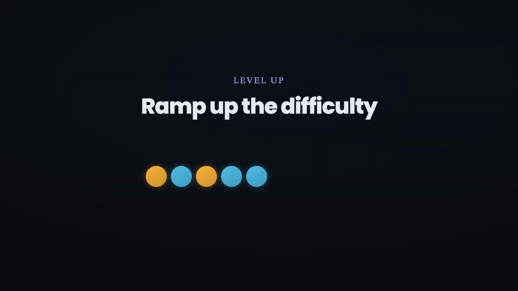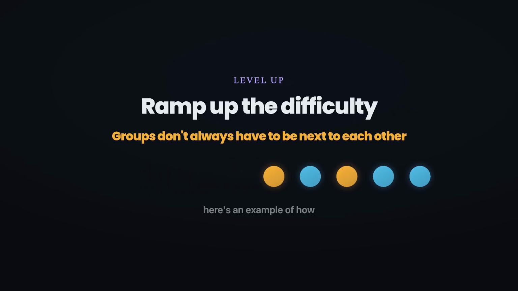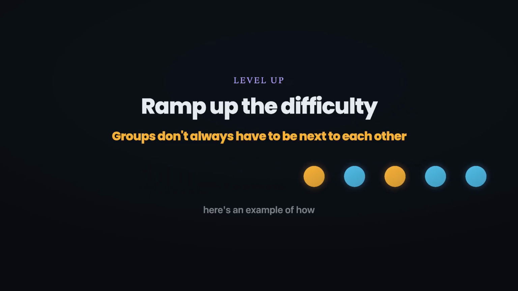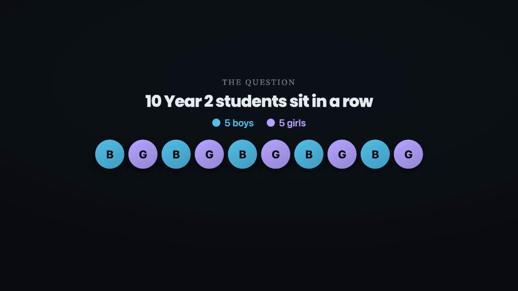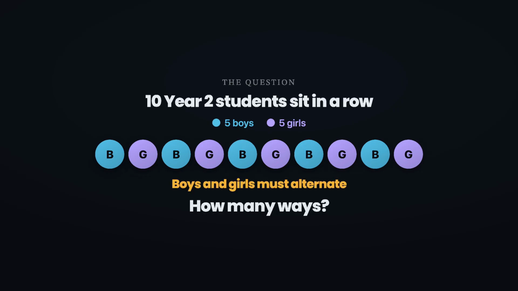Now let's ramp up the difficulty a bit. Groups don't always have to be next to each other, and here's an example of how. There is a noisy group of 10 Year 2 students, 5 boys and 5 girls, who sit in a row. The teacher decides that the boys and girls must sit in an alternating order. How many ways can the group of 10 students sit?